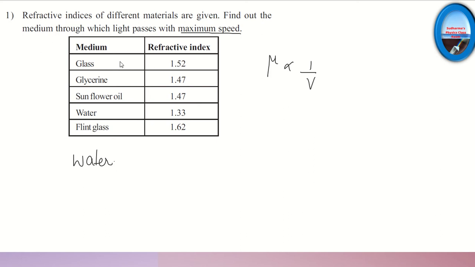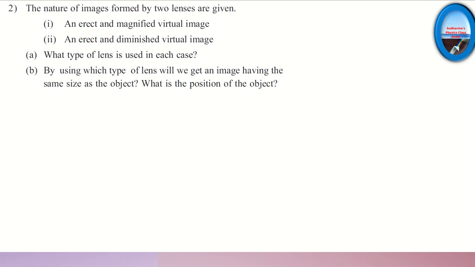See, we know that light travels the fastest in air or vacuum. That is 3 × 10^8 meters per second, the speed of light in vacuum. But in the question, air or vacuum is not given. Among the materials given, the lowest refractive index is for water. So we can choose the answer as water. And if you are asked for justification of your answer, you can write: refractive index is inversely proportional to the speed of light. Moving on to the second question.